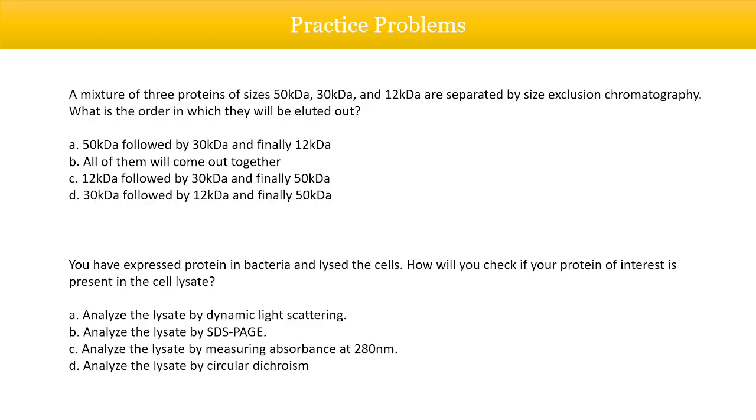No, it's just the opposite. The higher molecular weight protein elutes out first. So it's 50 first, then 30 and 12. Because there are different pore sizes available, the small proteins can enter the big pores as well as the small pores, but the big proteins can only enter the big ones, not the small ones, so they elute faster. So the correct option is A.